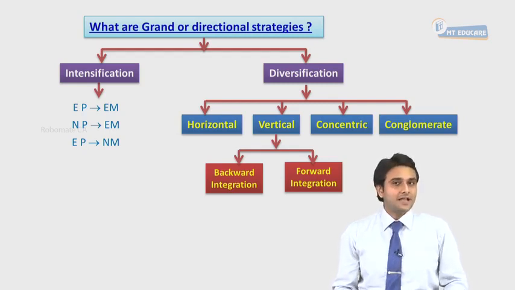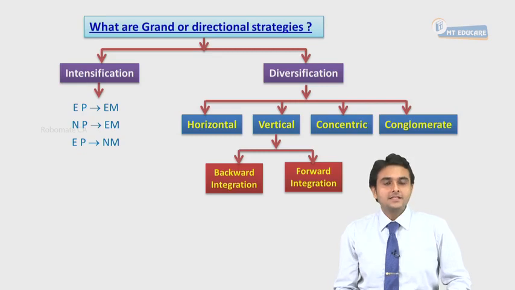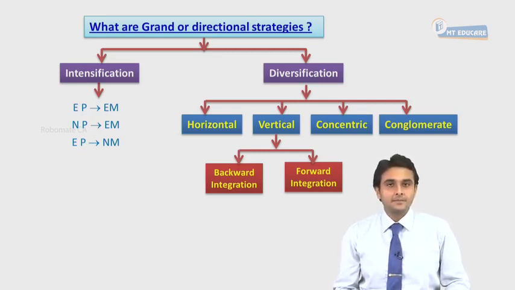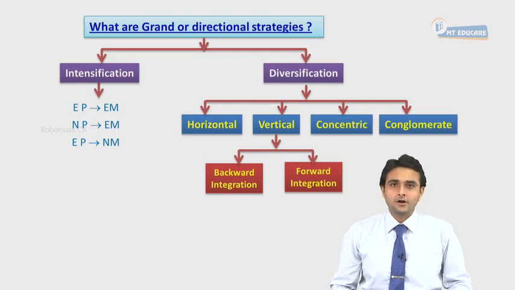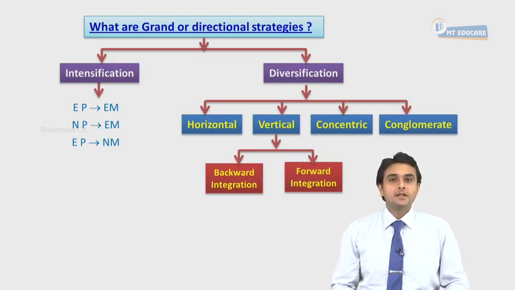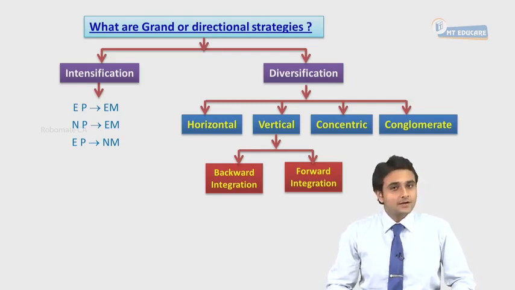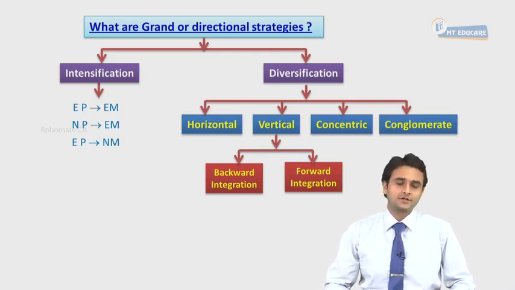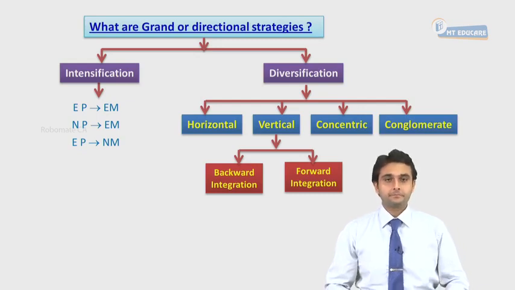Now, concentric diversification is simply what MT Educare is into. The products are interrelated, and the same facilities can be used for manufacturing multiple products. MT Educare is only into educational products, which is nothing but concentric diversification, where the products are closely connected.